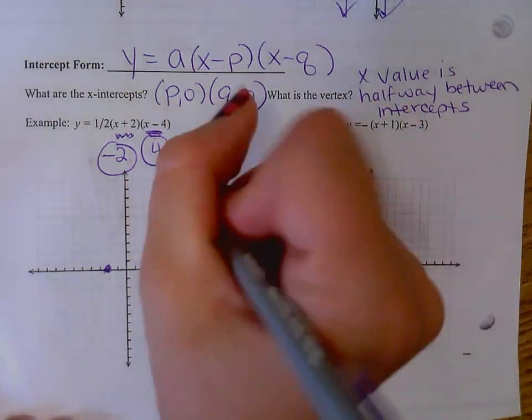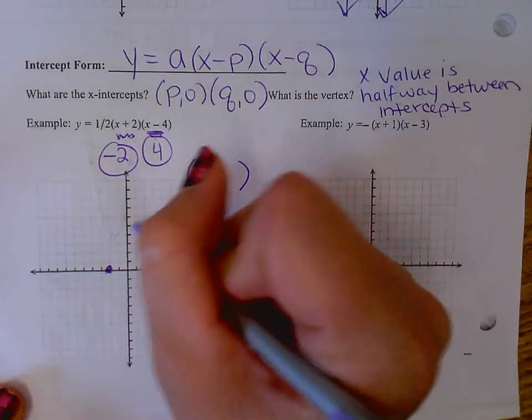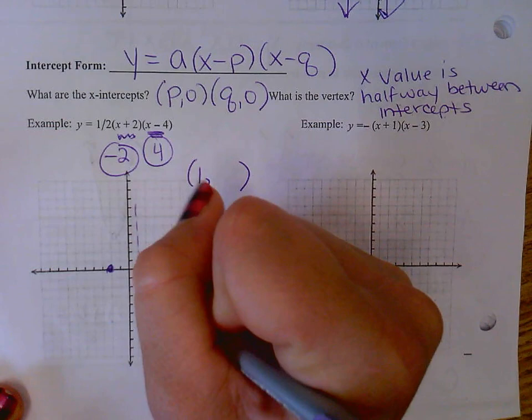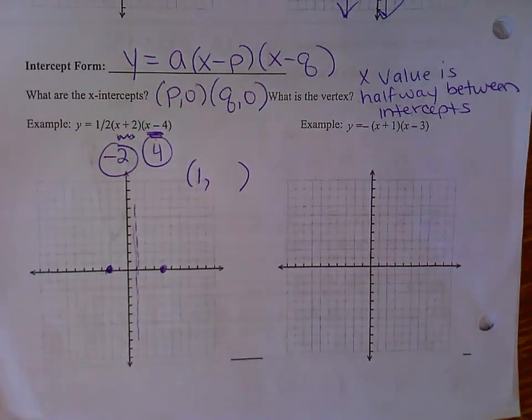All right, so my vertex is going to be at 1, something. There's an axis of symmetry right here. My vertex is somewhere on this axis of symmetry. Once I know x, how do I find y? Plug in the x value to find y.